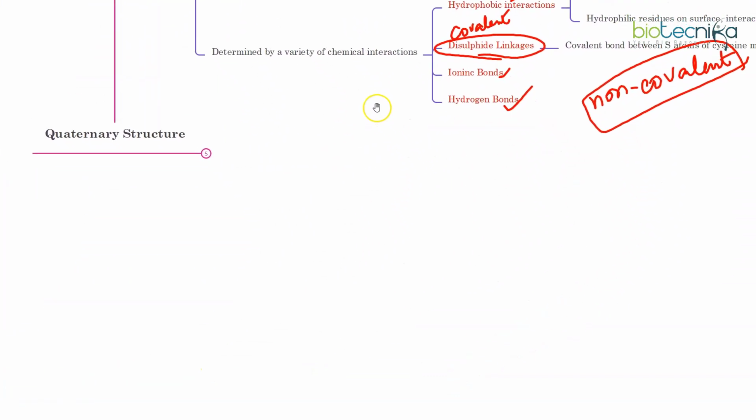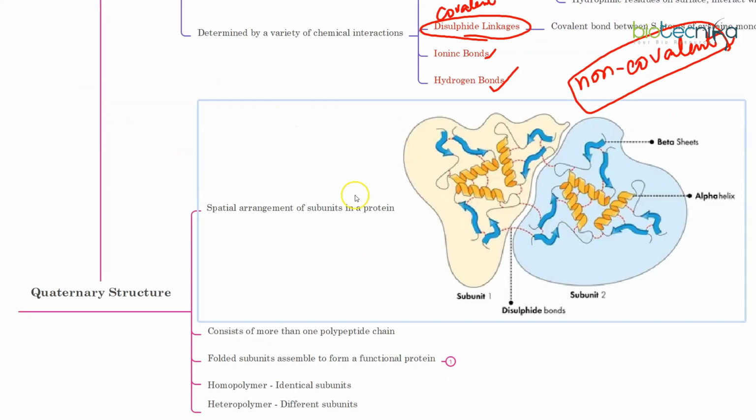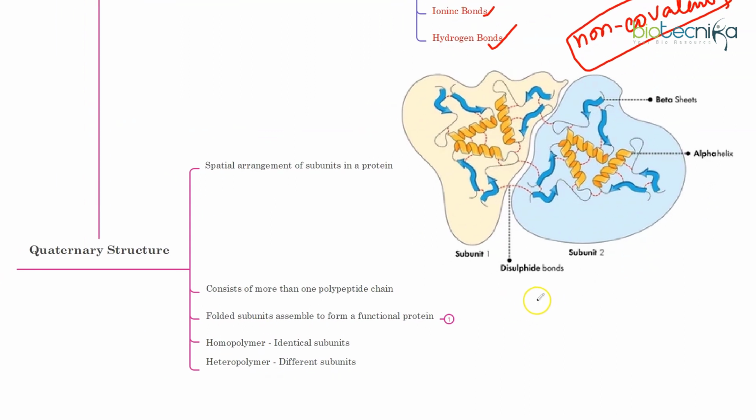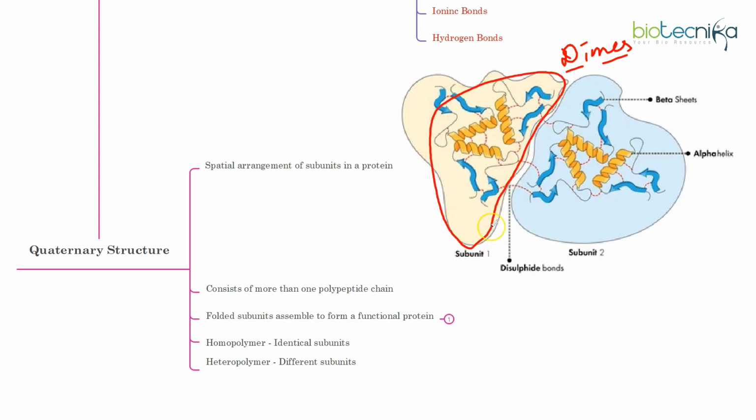Okay. And the last part is quaternary structure. Quaternary structure is nothing but the spatial arrangement of subunits in a protein. As you can see, this is a dimer. Now what is a dimer? Di means two, mer means molecule. Two tertiary structures have come together. This is one tertiary structure, this is another one.